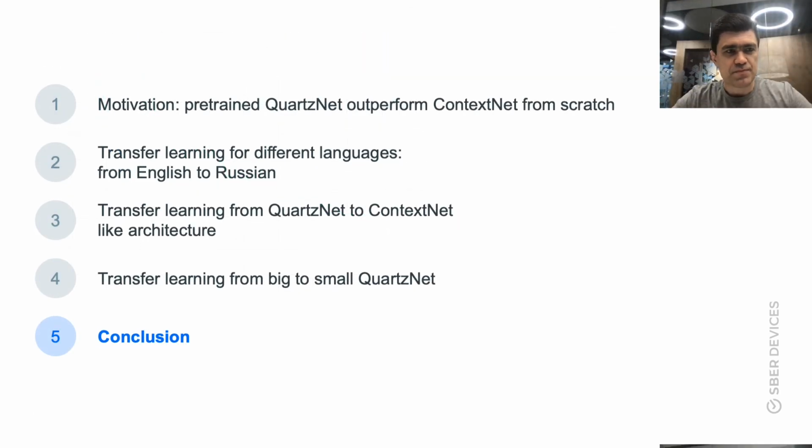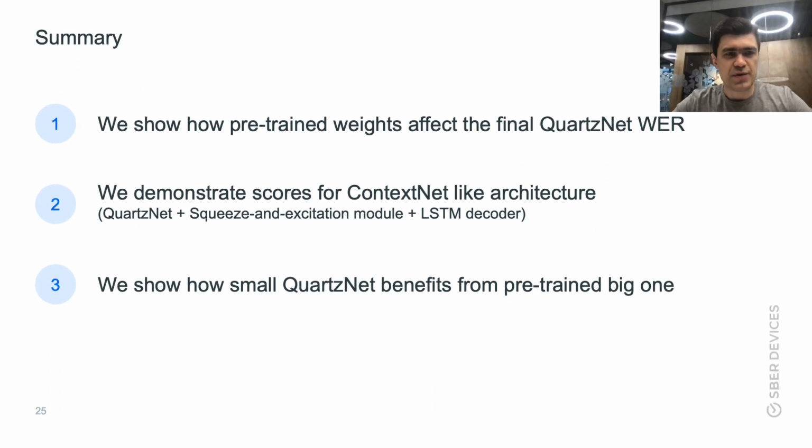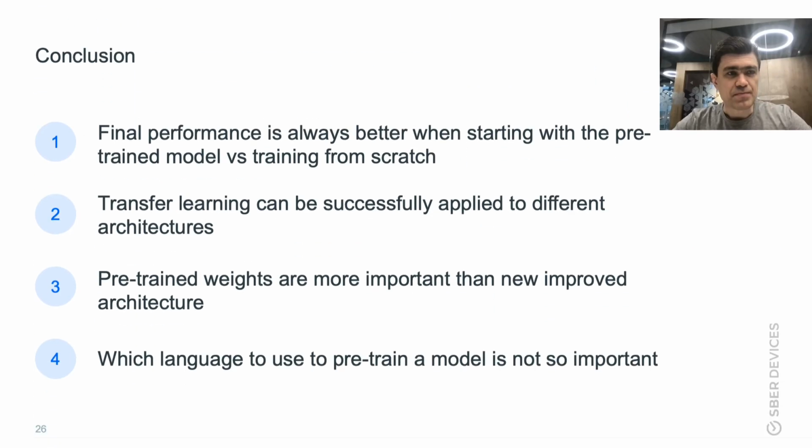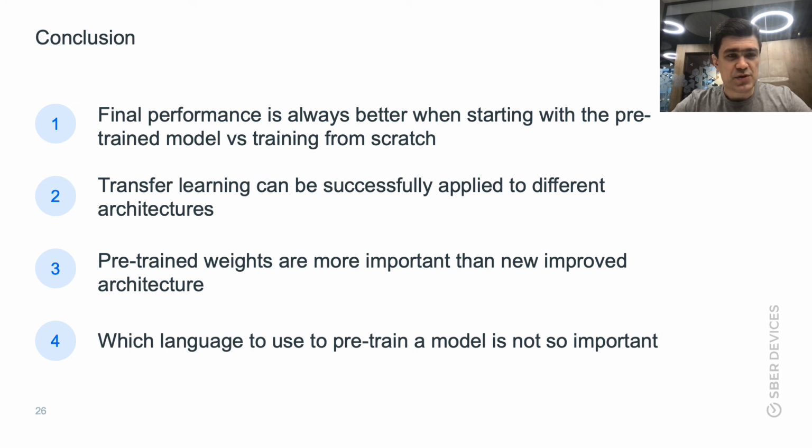Okay, let me summarize my talk. We show how pre-trained weights affect the final word error rate of QuartzNet. We demonstrate scores for ContextNet-like architecture, meaning QuartzNet with SE module with LSTM decoder, and we show how small QuartzNet benefits from pre-trained big one. Conclusion. We find that final performance is always better when starting with a pre-trained model versus training from scratch. Transfer learning can be successfully applied to different architectures. Pre-trained weights are more important than new, improved architecture. And which language to use to pre-train a model is not so important.